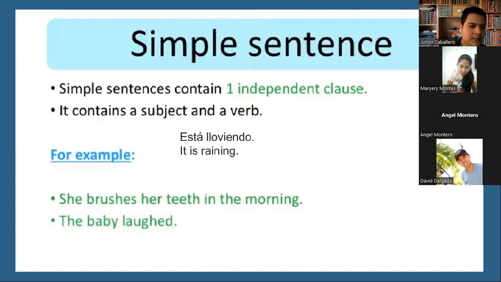Let's see the next one. The baby laughed. Need more information? I think so. Okay, so this is a simple sentence. Just the subject, the baby laughed. That's all. We don't have any other information there, so that is a simple sentence.